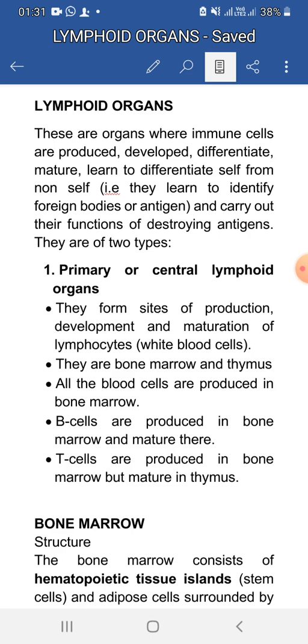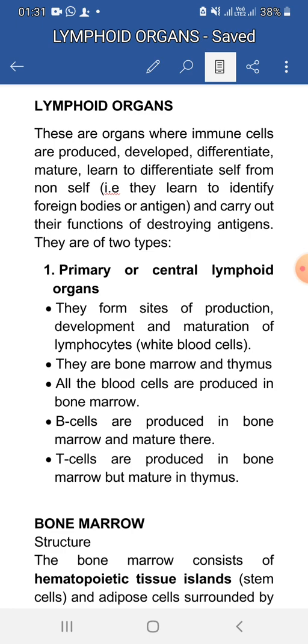Then, since these organs have living cells which are dividing, they normally have a blood vascular system, which is transporting food or nutrients and oxygen to the cells and carrying away developing immune cells plus waste products from the organs. So these are some of the few common things that you'll find in them.